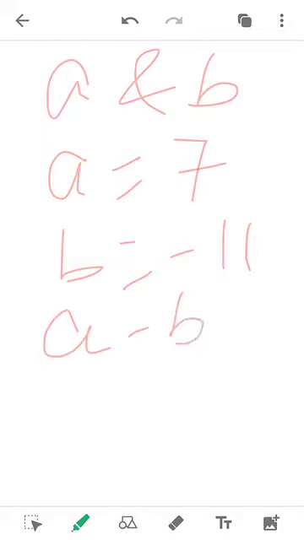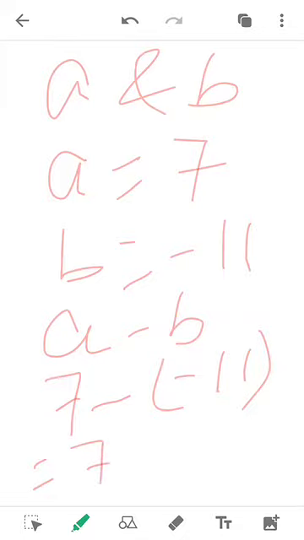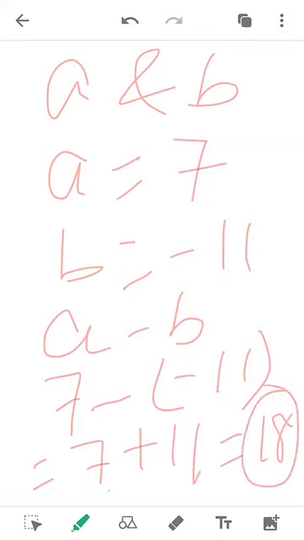Let us suppose a and b are two integers. If we put a is equal to 7 and b is equal to minus 11, then the difference between them, a minus b, is equal to 7 minus minus 11, which is 7 plus 11, equal to 18. It is an integer.